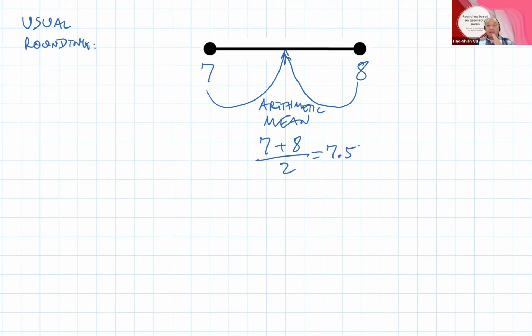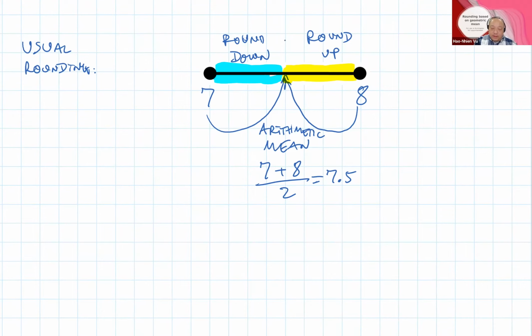And then anything from 7.5 and up, you round up, and anything that's less than 7.5, you round down. There is this cutoff that says from that point and up, you round up, and less than that point, you round down. And that cutoff is determined by the arithmetic mean.